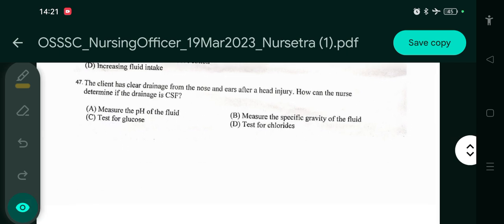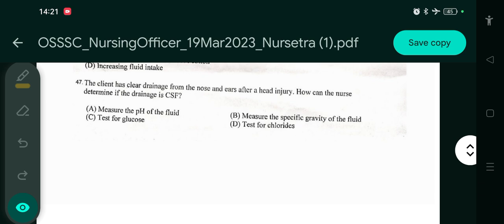The client has clear drainage from the nose and ears after head injury. How can the nurse determine if the drainage is CSF? Option A, measure the pH of the fluid. B, measure the specific gravity of the fluid. C, test for glucose. D, test for chloride.